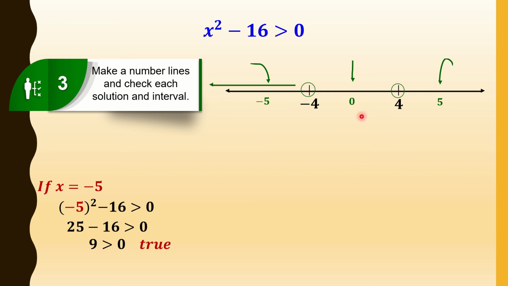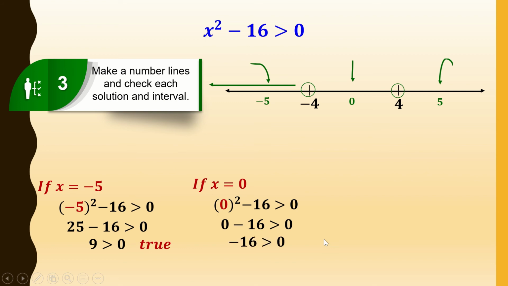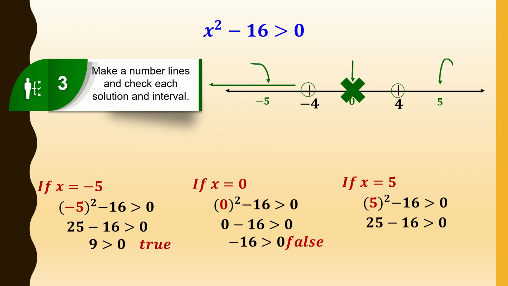So, let us try if x is equal to 0. I have 0 squared minus 16 is greater than 0. And 0 minus 16 is equal to negative 16, which is not greater than 0. Therefore, the points between negative 4 and positive 4 are not included. Let us have the last one. I have 5 squared minus 16 is greater than 0. So, we have 25 minus 16 is greater than 0.